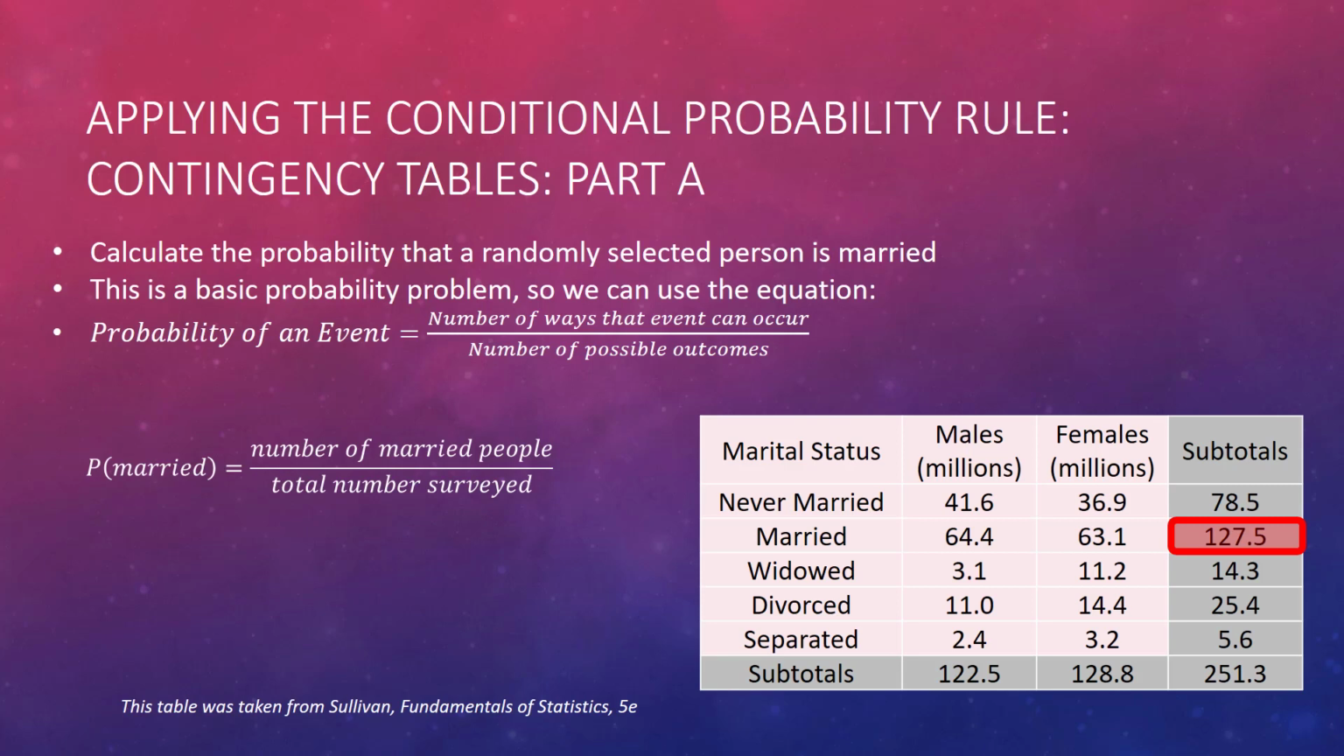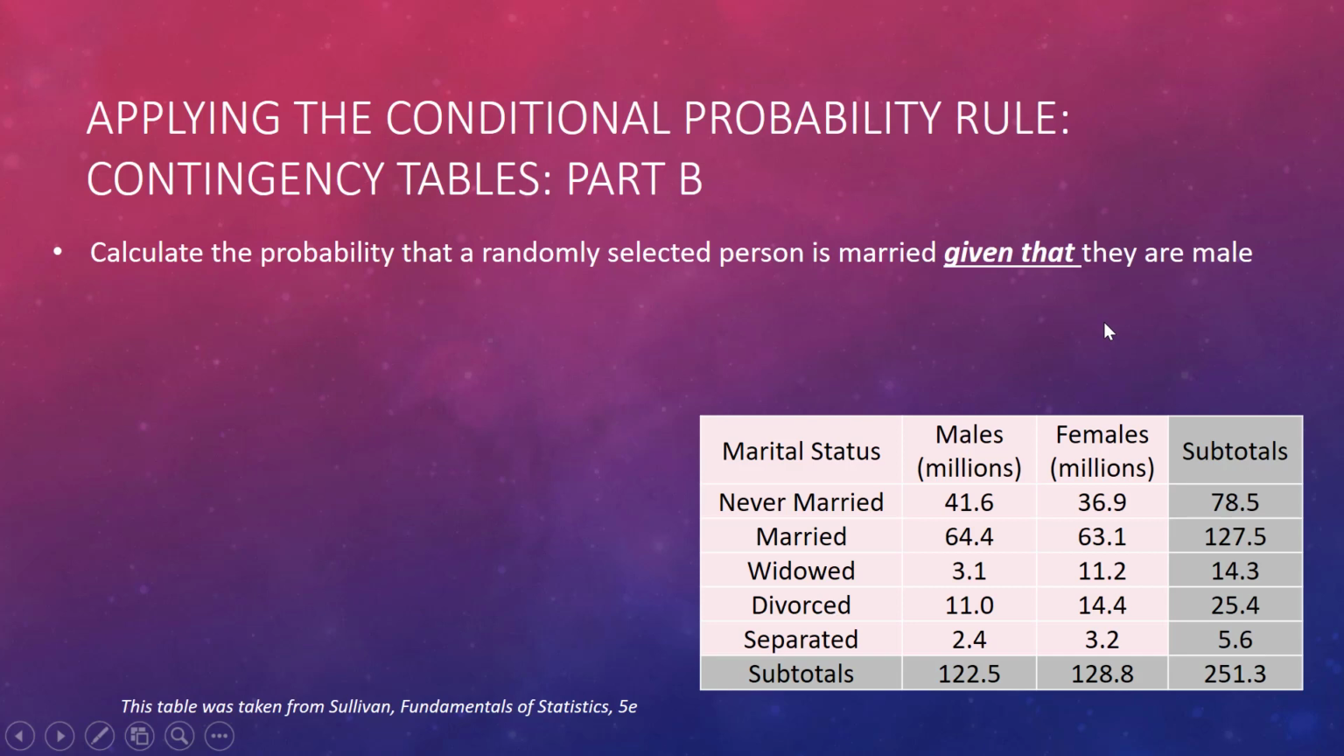As you can see, the total number of people married as represented in the table is 127.5 million. Then we divide this by the grand total of people represented in this table, which is 251.3 million. That gives us about 0.51 or 51%.